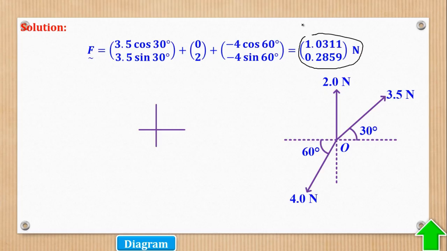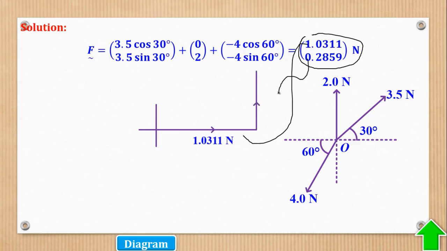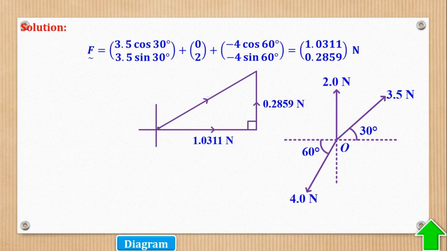draw a right angle triangle. So right angle triangle, horizontally it is positive. Then vertically it is also positive, so it will be upward. Then a line joining from start to end will be the resultant force. Therefore, now the magnitude can be got.